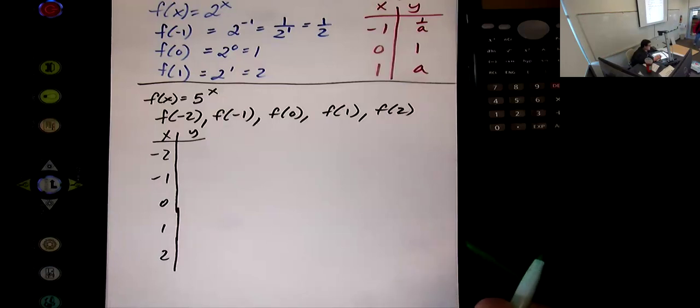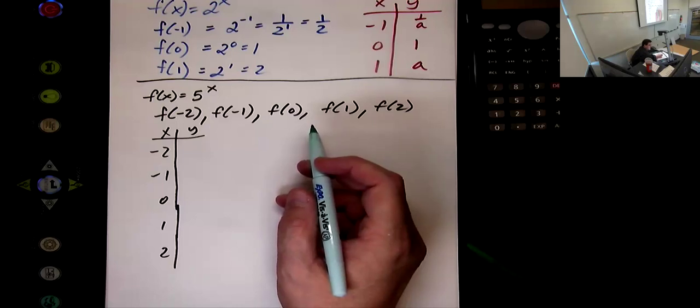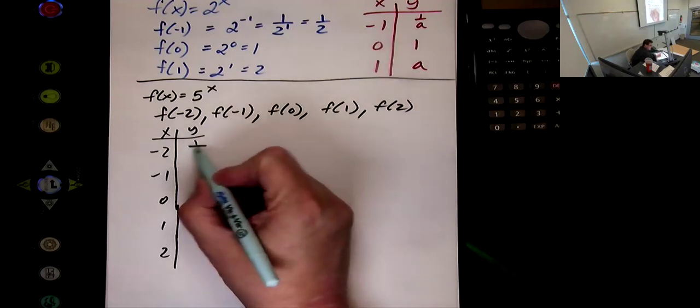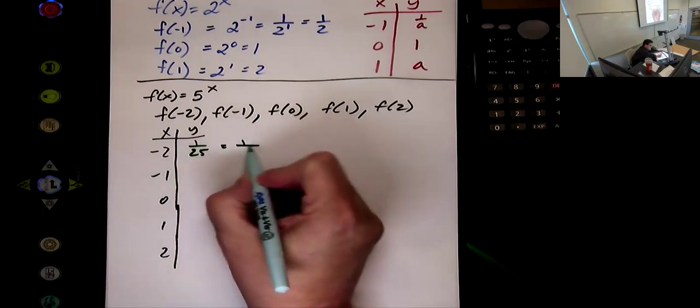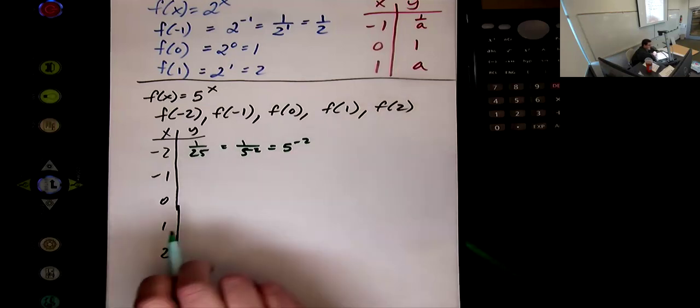Anybody got numbers for these? One over 25, that's good, because that's 1/5 squared, which is 5 to the negative 2. So 1/25 is looking good.